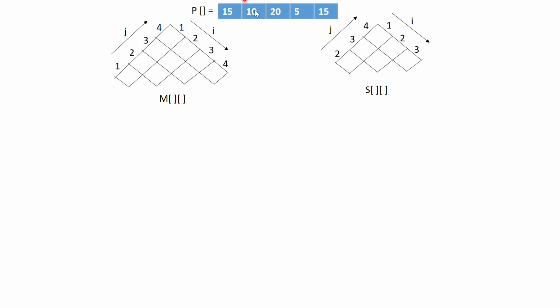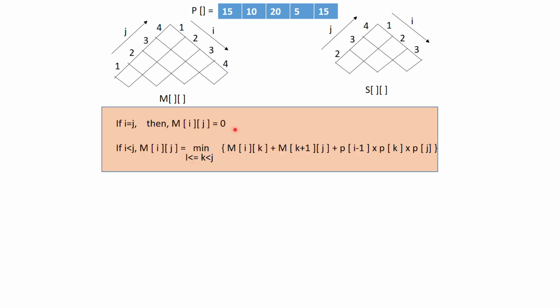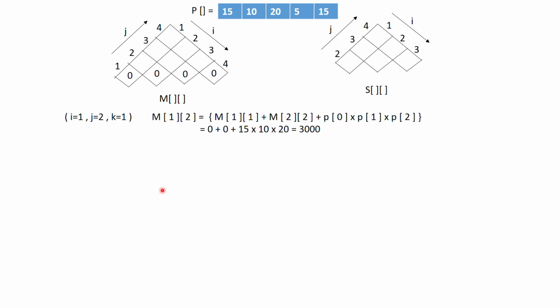Now to find the M table values, there is a formula. If I equals J, then M of I, J equals 0. So we can simply put 0 in the M table where I equals J. Now let's start calculating and fill the M and S tables. Let's start with M of 1, 2, this one.